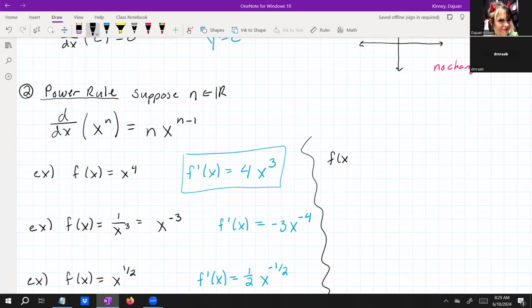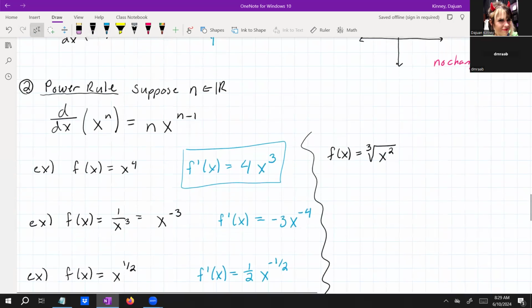F of x equals 3x squared. Okay. A lot of times for our derivatives, we want to rewrite our function into a nicer format, and then the derivative becomes fairly straightforward. We don't have to do a lot of mental gymnastics for that. So for this one, I have the cube root of x squared. I chose that because it's got a couple things going on.